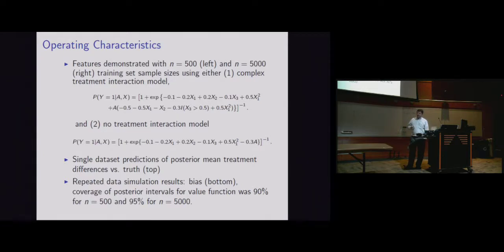On the next slide, I'm going to show you some single data set predictions of the posterior mean treatment differences versus the truth, and repeated data simulation results as well. So you can see how it does with a single data set as well as if you average across repeated data sets. And then we also assessed the coverage of the posterior intervals for the value function, and those were quite good, 90% or 95% for the two different sample sizes. If we have a large sample size, the coverage is right on. A little bit low with the smaller sample size, but also still very good.